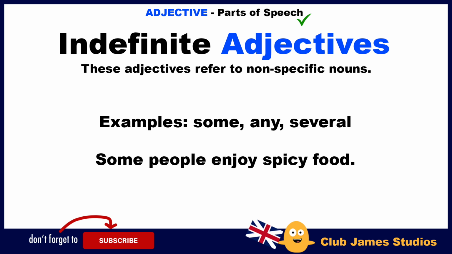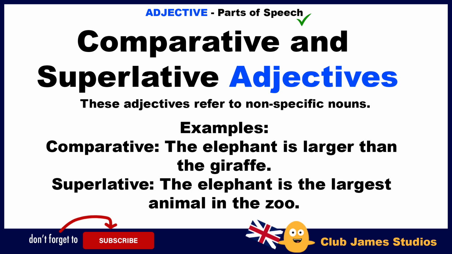Examples: some, any, several. Some people enjoy spicy food. Comparative and superlative adjectives. These adjectives refer to non-specific nouns. Examples: comparative. The elephant is larger than the giraffe. Superlative. The elephant is the largest animal in the zoo.